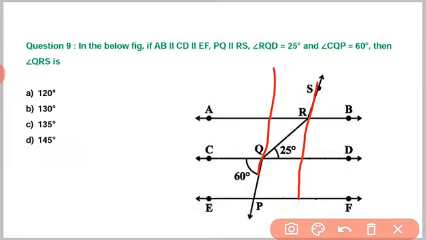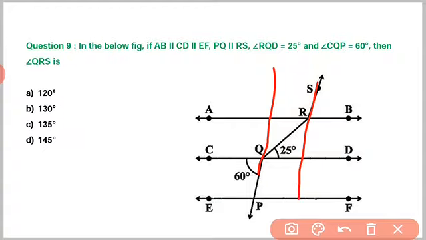These lines are parallel, and we have been given angle CQP equal to 60 degree, and angle QRD, that is, RQD, equal to 25 degree.